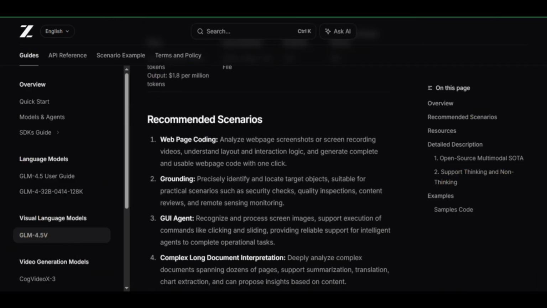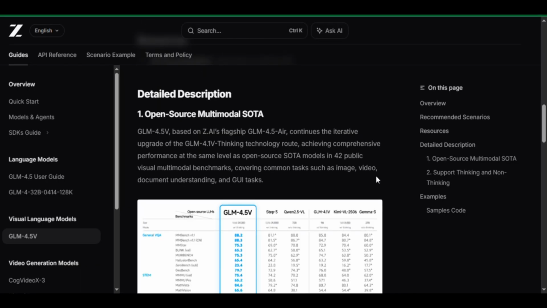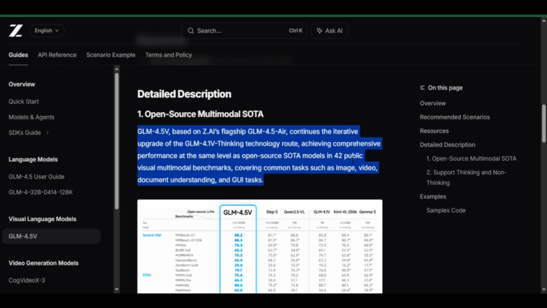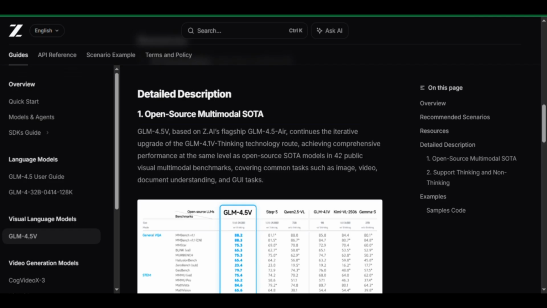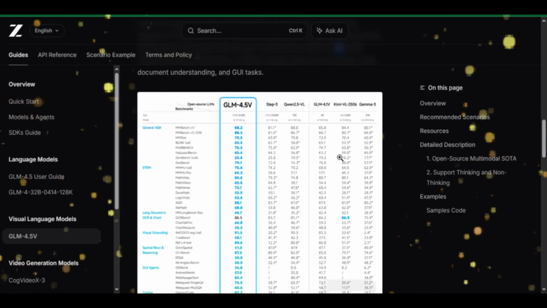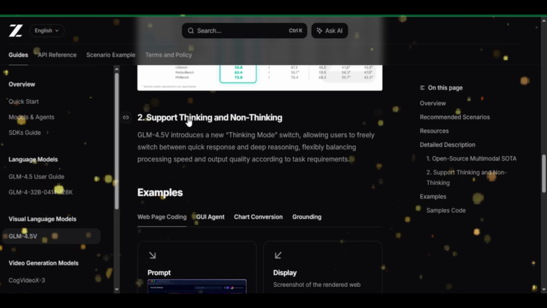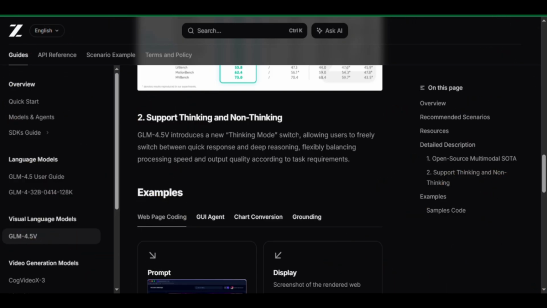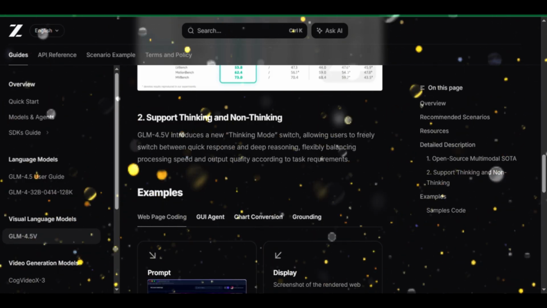What can it do? Here's where it gets exciting. GLM 4.5V isn't just for real-world use cases. GLM 4.5V has key features that stand out. First, it's open-source, and Z.AI reports state-of-the-art results across 42 multimodal benchmarks. Second, it has a thinking mode switch. That means you can choose between quick answers or deep reasoning depending on your needs.